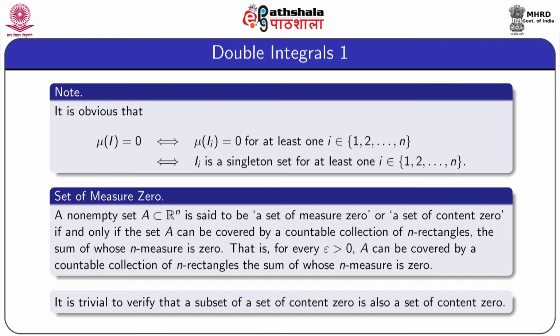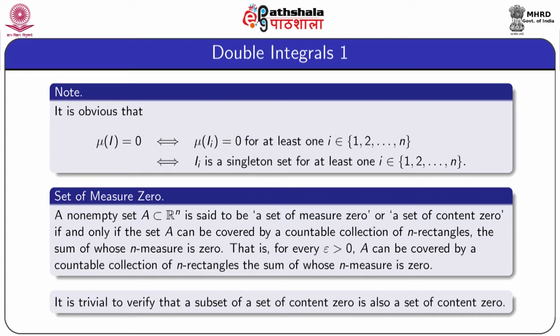It is obvious that mu(I) is 0 if and only if for at least one i, mu(I_i) must be 0. A necessary and sufficient condition for this is that for at least one i, I_i is a singleton set.